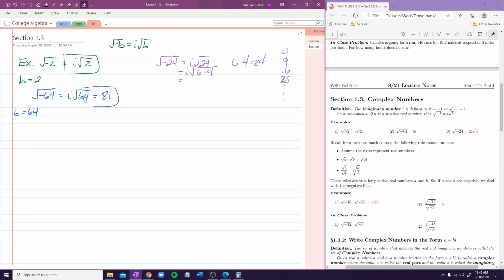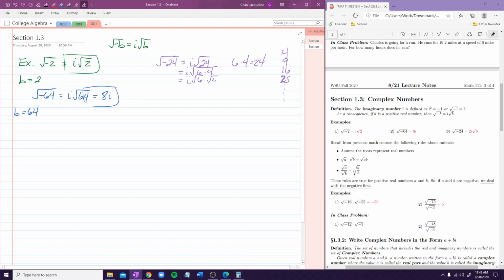One thing, probably should have talked about this before, but it's fine. It says, recall from previous math courses the following rules about radicals. We're going to assume the roots represent real numbers. So the first one I really want to look at is the square root of a times the square root of b is equal to the square root of a times b. It's also true for the square root of a times b is equal to the square root of a times the square root of b. So what am I going to do?